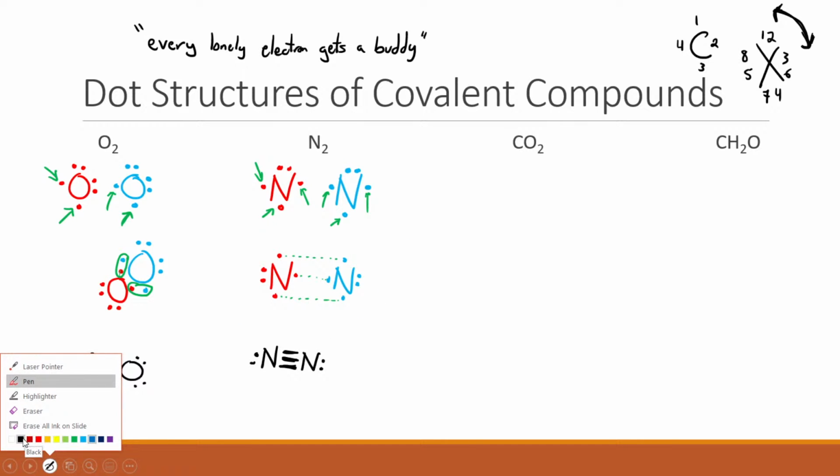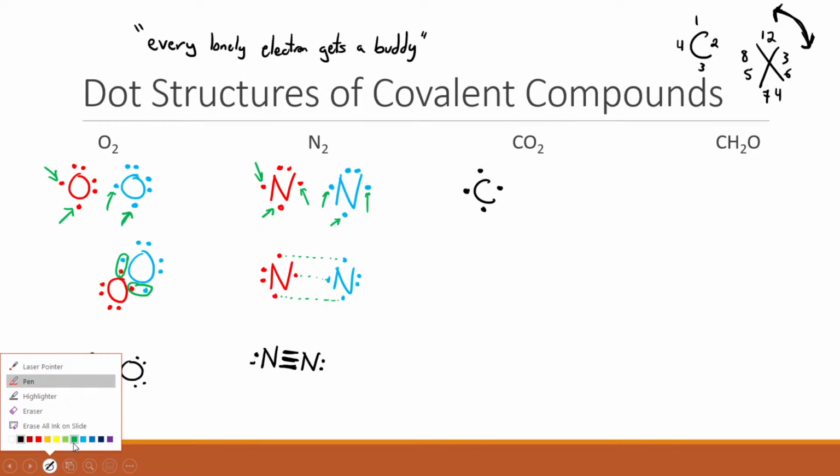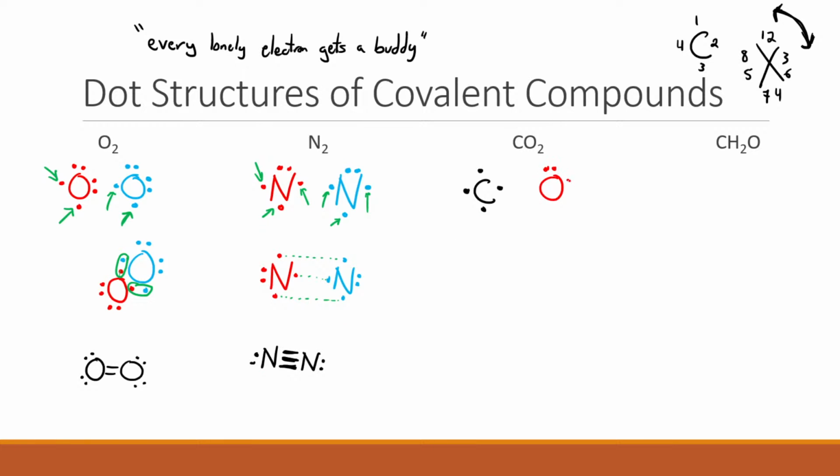If we look at carbon, which is special, with its 1 on each side, and our oxygens, which have 6 electrons each. I'm going to take a red and a blue again, just for consistency's sake.